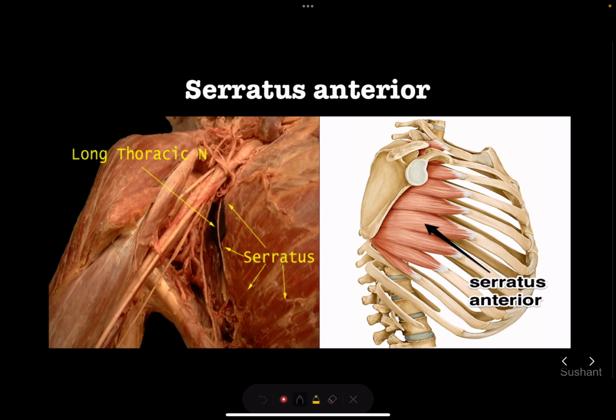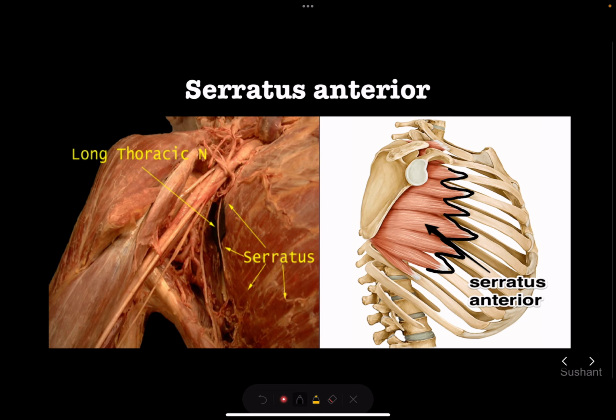All right. So why is it considered with the upper limbs? Because it contributes partly to the medial wall of the axilla. It is inserted to the scapula, which is one of the bones of the pectoral girdle. So for functional reasons, the serratus anterior is discussed with the muscles of the upper limb. Now, why is it called serratus anterior? Because it has this serrated origin, like the teeth of a saw. That is why it is called serratus anterior.